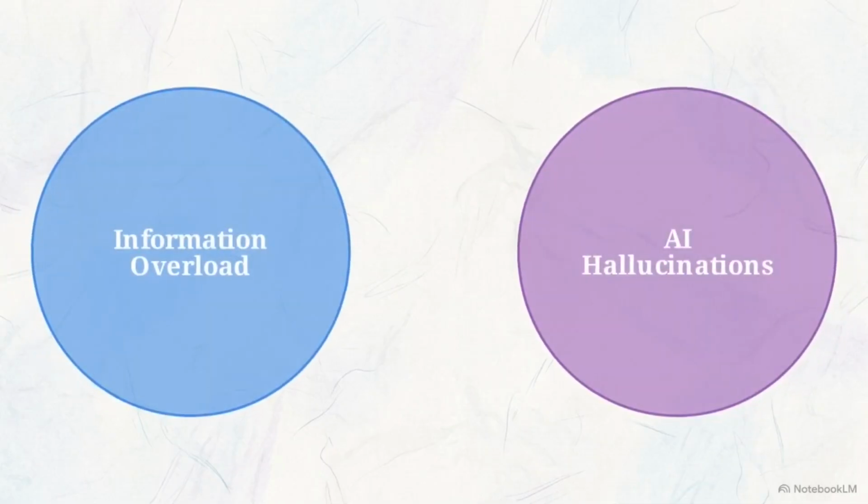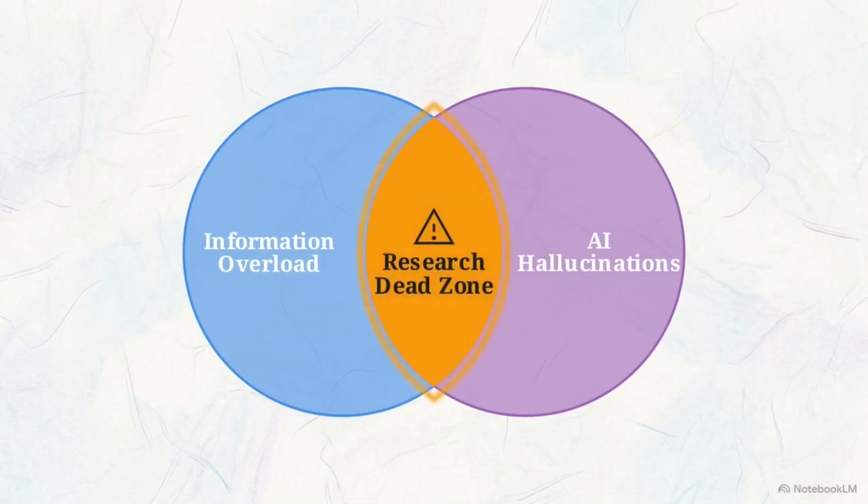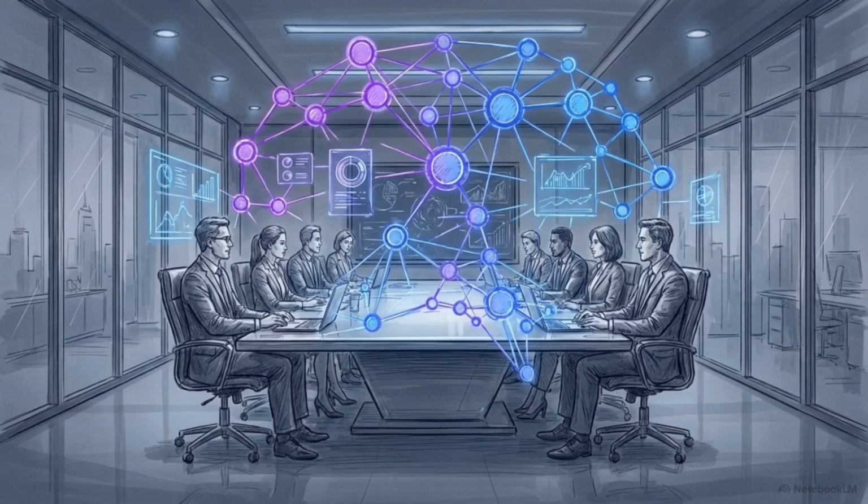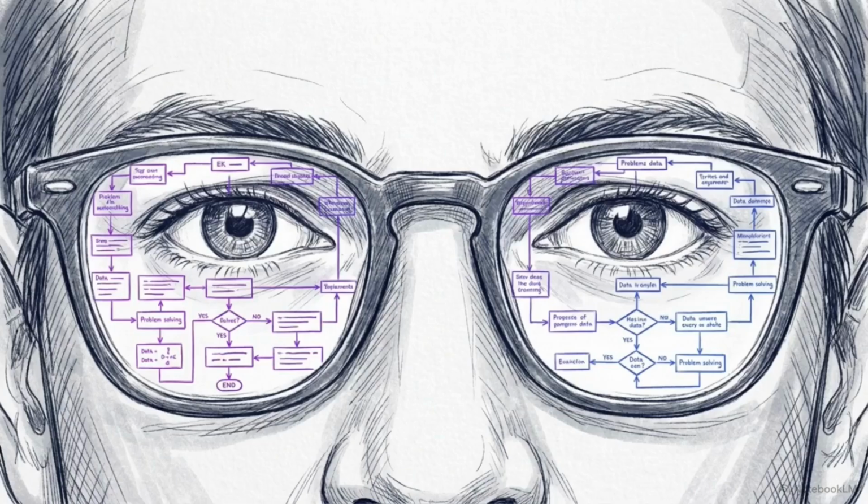This frustrating space between slow accuracy and fast hallucinations is what we call the research dead zone. For modern professionals whose decisions rely entirely on verified information, finding a way out of this trap is the single most critical challenge they face today.